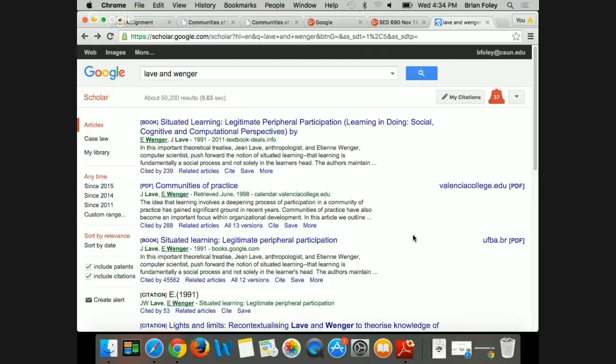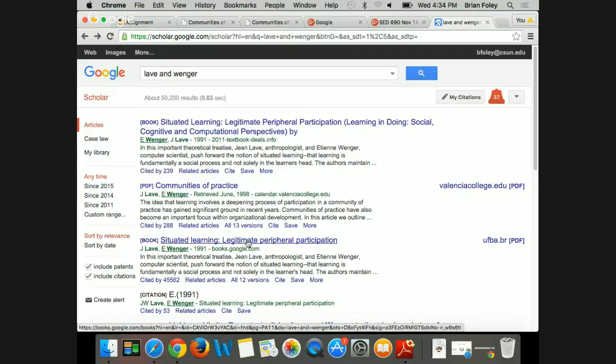Yeah, for the most part, it's published papers. Sometimes you'll see reports, which are not technically published. So when you click on the one that's cited by over 40,000, yeah, look at that, 45,000.